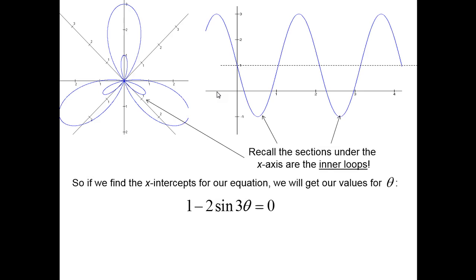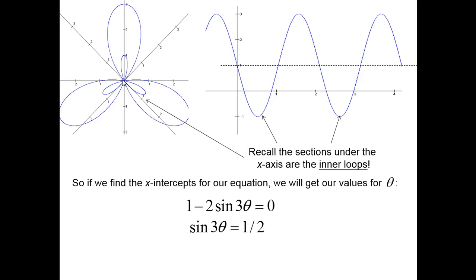And if you think about it in terms of polar, wherever this function equals 0, that's wherever we go through the pole. In all of these problems, if you're looking for where the polar graph hits the pole, you're going to set the equation equal to 0. If we add 1 divided by 2, we get sine 3 theta equals a half.